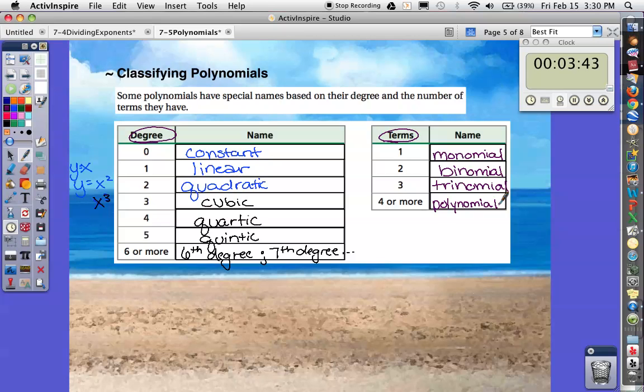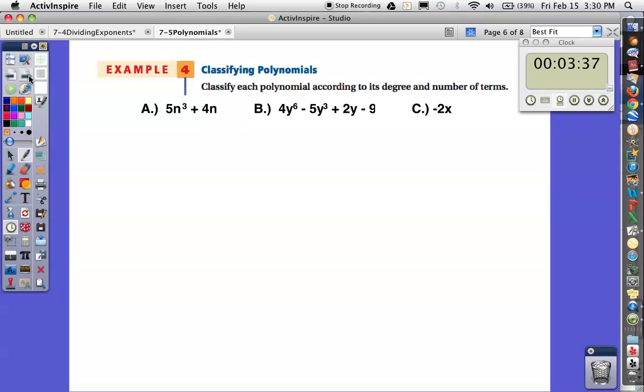So last example of the day, pretty easy notes. I want you to classify the polynomials according to the degree and the number of terms. We'll base it off a degree first, and then we'll follow that up with the number of terms. This first one, highest degree is 3. What do we call something that's a degree of 3? Cubic. And then it has how many terms? 2, so it's a cubic binomial.